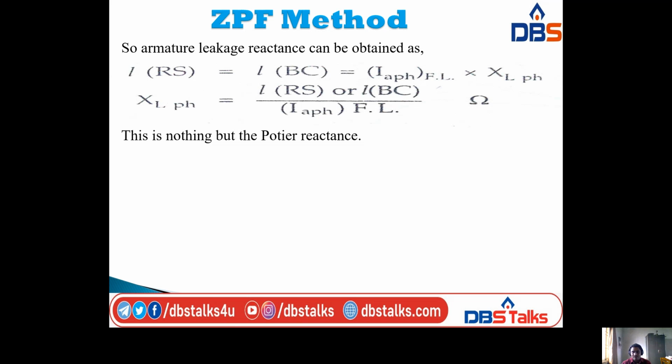So from this one, I am writing XL phase is equal to the leakage reactance. That is, XL phase is equal to L of RS or L of BC by IA phase, where IA phase is the armature current per phase. XL phase is equal to length of RS or length of BC, that is the BC points and RS points, divided by the armature current per phase at full load. This is nothing but the Potier reactance.